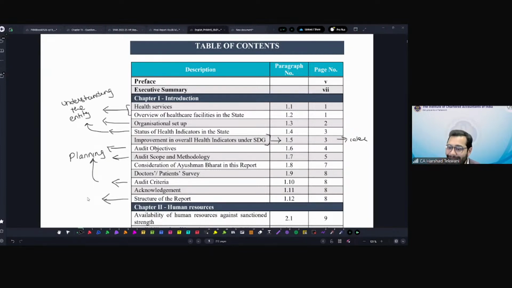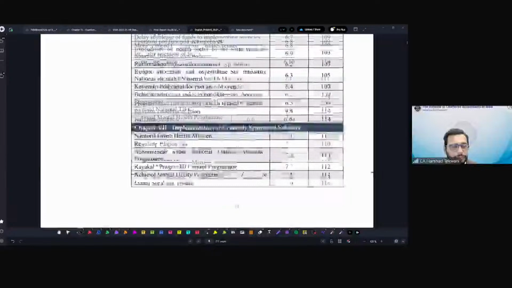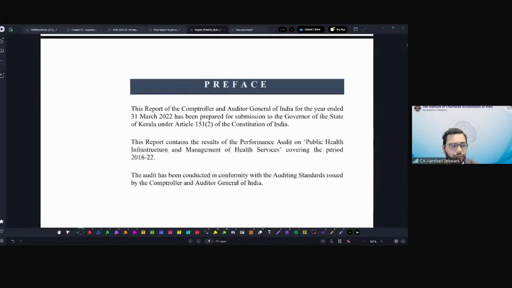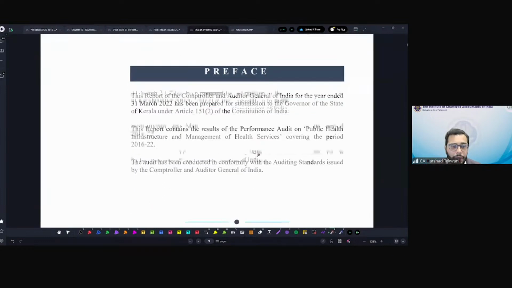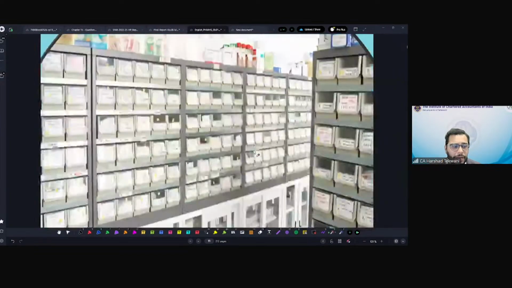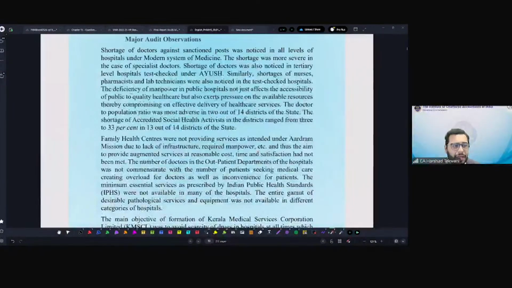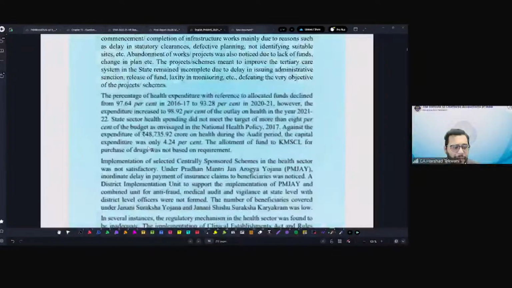Now we will go in detail and we will understand what is different over here than the compliance audit and the financial audit. Again, as I said, whatever reports are there, whatever audits are done, if you see the references there, Article 151 of Indian Constitution, it is submitted to the governor of the state, which is then laid in the house. Okay. Now, coming to the summary, that is fine. This is the executive summary. We'll skip for the time being.